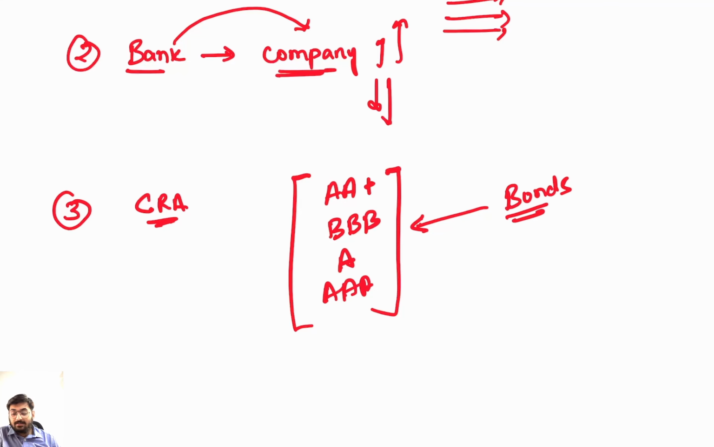If the company is very risky, suppose their rating is D, I'm not going to invest my money in that particular company because it's very risky. Clear? So they are going to analyze this rating based on their financial statements. Are you clear? Now suppliers.